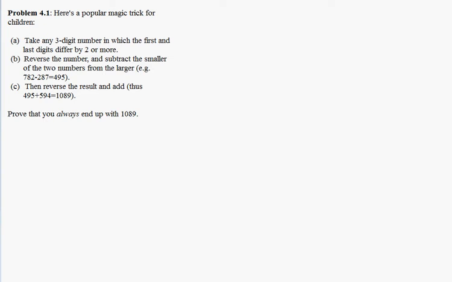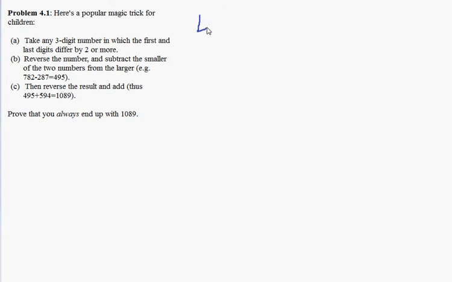Let's now take a look at this magic trick involving base 10 arithmetic. Let's take any three-digit number where the first and last digits differ by 2 or more, reverse, and then subtract. So, for example, 782 minus 287 is 495. Then let's reverse and then add, and prove that we always end up with 1089, no matter what.